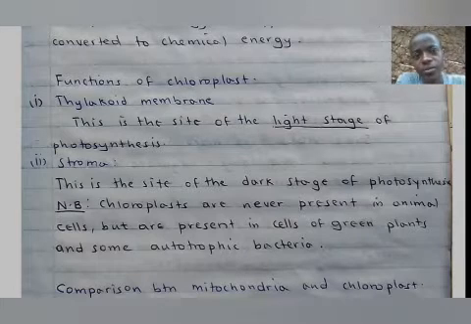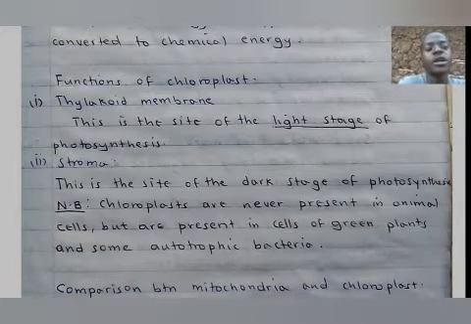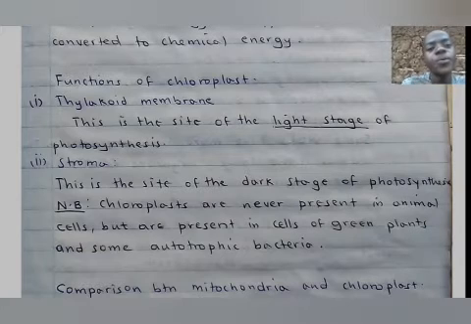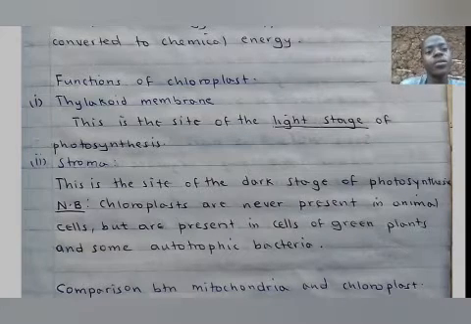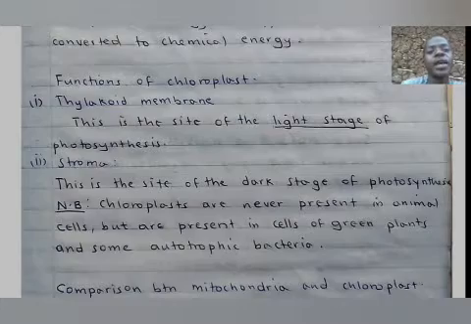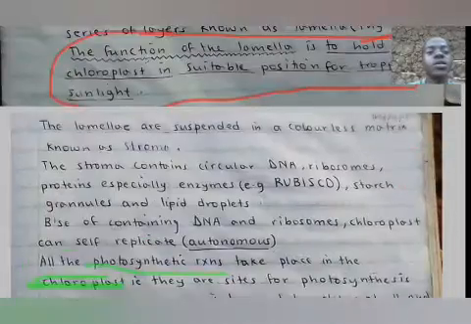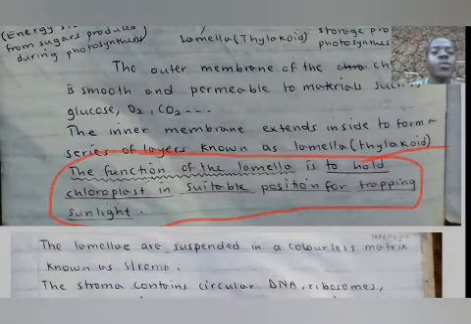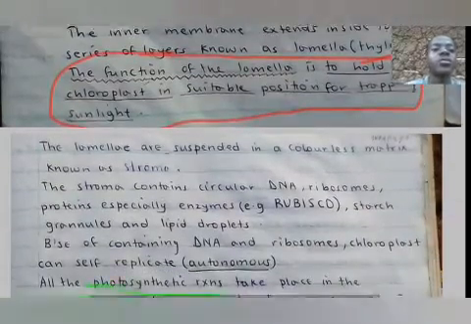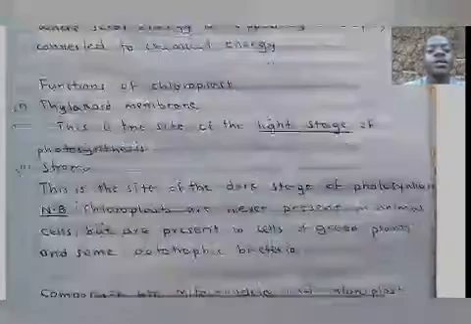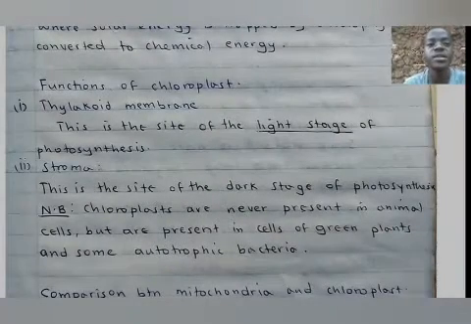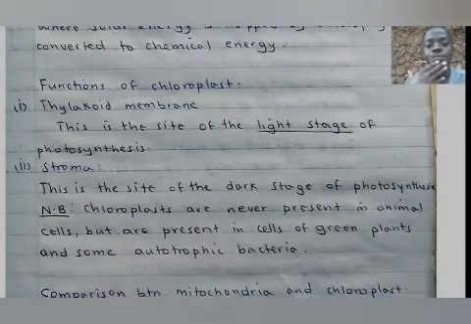So now, these functions are classified according to the part. For example, the thylakoid membrane, or the one that we call the lamellae, is the site of the light stage of photosynthesis. So that lamella, or the thylakoid, that is its function. The light stage, the first stage where light hits.